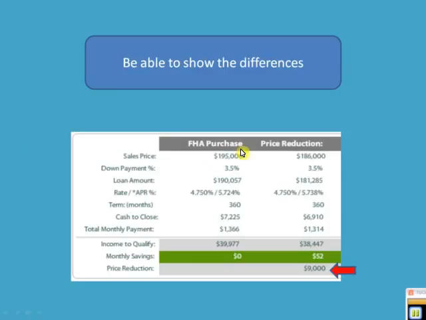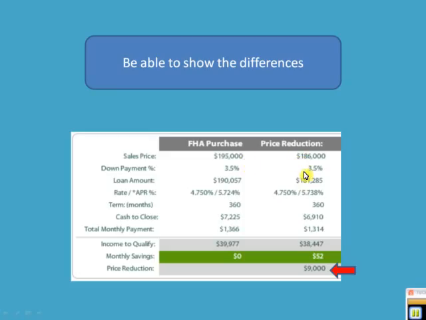In this example, we've got a sales price of $195,000, 3.5% down for FHA, interest rate of 4.75. We've got what would be needed is the cash to close, total monthly payments on the house, income needed to qualify for this particular house. Now, if we were to reduce the price by $9,000, okay, so we decide we want to go from $195 to $186. Here's how drastic this is.